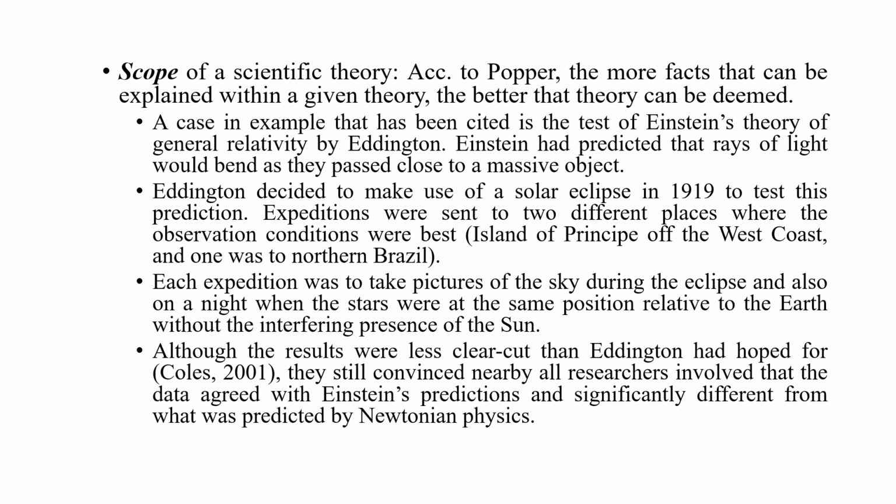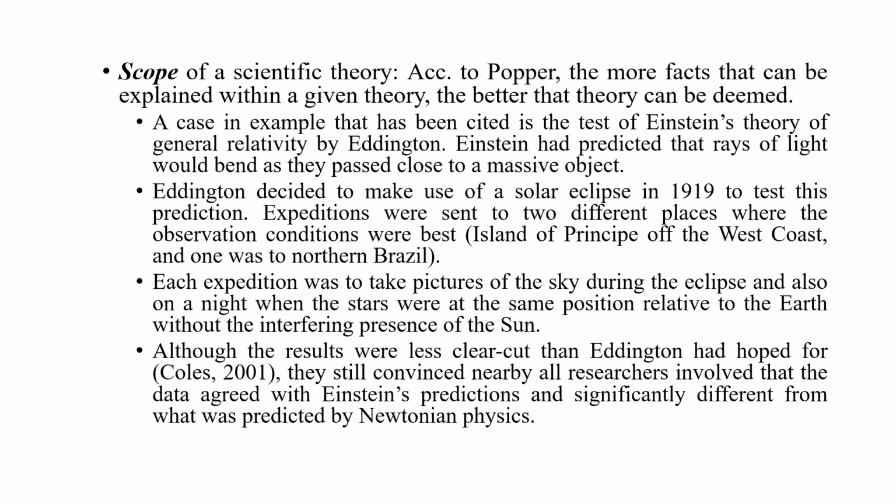Now Einstein had predicted that rays of light would bend as they passed close to a massive object. Eddington wanted to test this, so he decided to make use of a solar eclipse in the year 1919, and he sent expeditions to two different places where the chances were best for good observations. One expedition was sent to the island of Principe along the west coast, and one was sent to northern Brazil. Each expedition was asked to take pictures of the sky during the eclipse, and also on a night where the stars were at the same position relative to the earth, so that the observations are comparable.